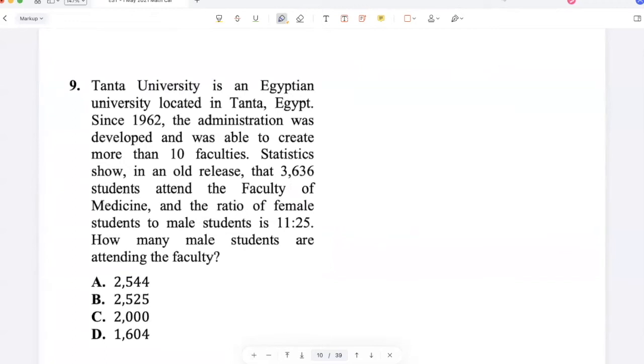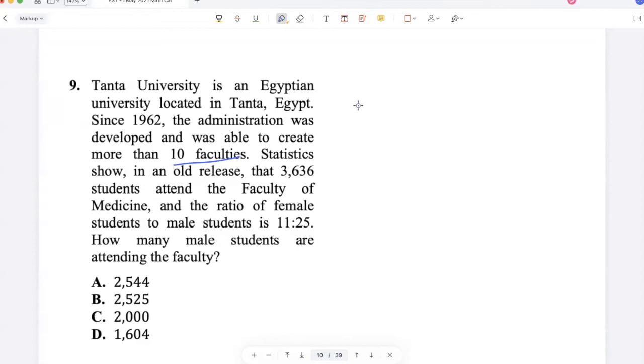Tanta University is an Egyptian university located in Tanta. Since 1962, the administration was developed and was able to create more than 10 faculties. Statistics show in an old release that 3636 students attend the Faculty of Medicine, and the ratio of female students to male is this. How many male students are attending the faculty?